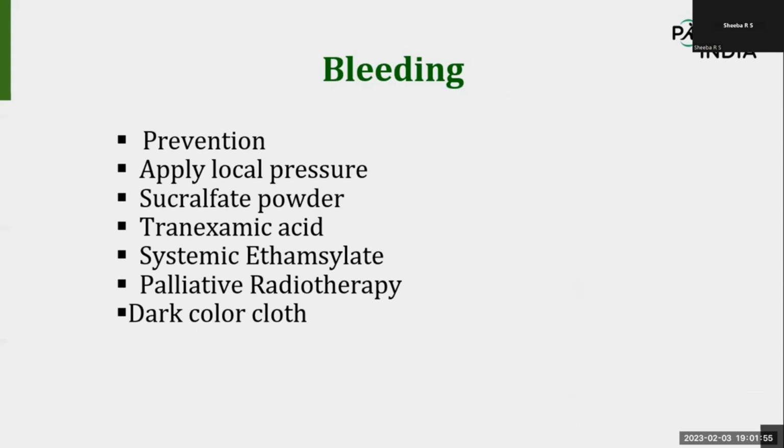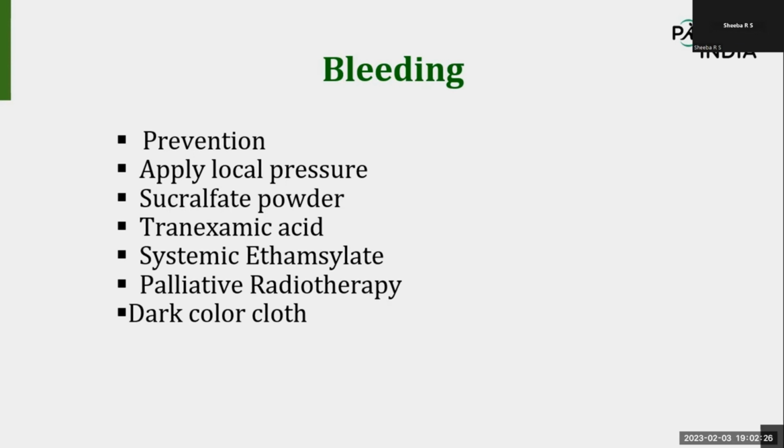If the bleeding is not stopped, you can think about sucralfate powder, as we use for peptic ulcer management. The same tablet, crush it and make it a powdered form and apply on the bleeding area. That will help to stop bleeding. And also tranexamic acid, you can think about that also. Then you can go for systemic ethamsylate, and then you can think about palliative radiotherapy. And always you can educate the patient about the dark color cloth.